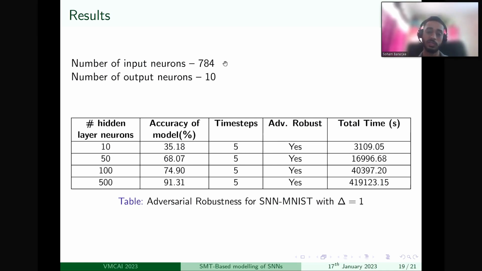Another result that we have is for the MNIST dataset. Here, considering an MNIST network with 784 input neurons, which is the 28 times 28 input features, and 10 output neurons corresponding to each digit 0 to 9, we see that upon increasing the number of neurons, the accuracy of the model goes up, but the total time taken for the solver to let us know whether the network is adversarially robust or not, or to return SAT or UNSAT, also increases greatly. This table is generated just for delta equal to 1. Immediately switching from delta equal to 1 to delta equal to 2 causes an exponential size growth and causes a lot of timeouts.